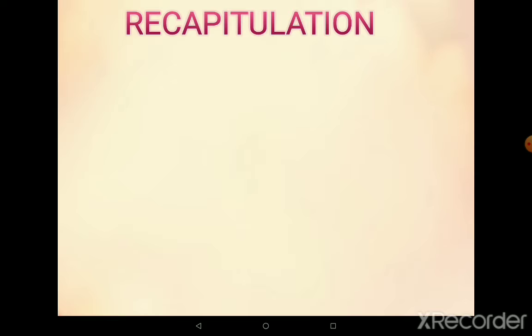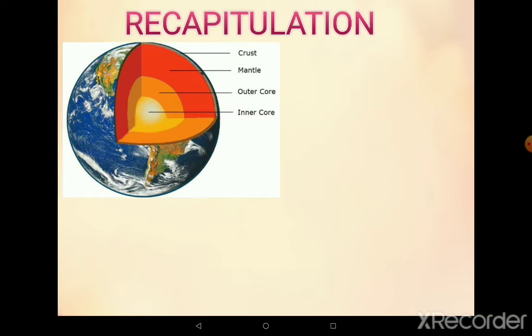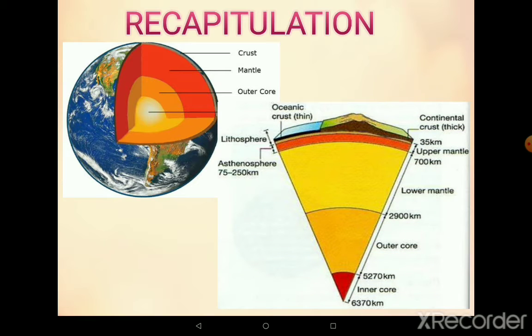We live on the outer surface of the earth, and we have learned that the earth's structure is concentric. The outer layer is called the crust, then we have the mantle, the outer core and the inner core. This is the structure of the earth.